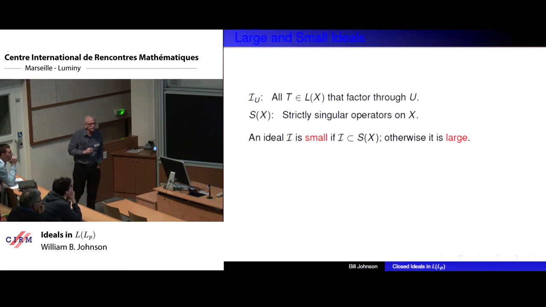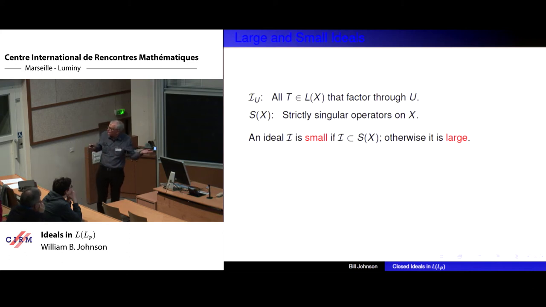Okay, so here I just wanted to repeat my notation before I introduce one more definition. IU, all the operators on x that factor through U, where U is a strictly singular operator. Now, I said these play an important role, and so let's make that more explicit by calling an ideal small if it's contained in the strictly singular operators. Small ideals, because all the operators are strictly singular. Strictly singular operators are important. You know, their spectral theory is the same as the spectral theory of compact operators. They're very close to compacts in some sense. Otherwise, we'll call it large.